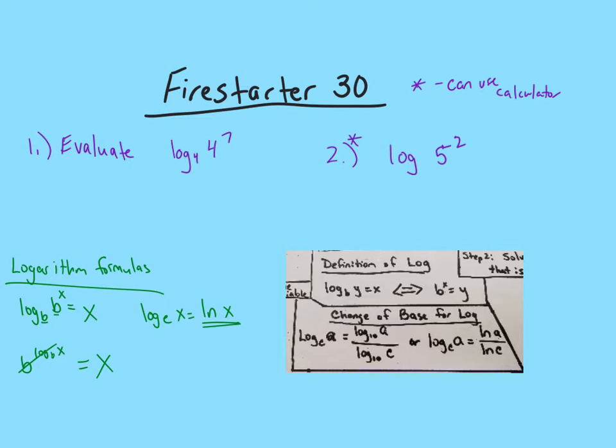So, number one, evaluate log base 4 of 4 to the 7th. Those cancel, so this is just equal to 7. I didn't have to use my calculator at all. Alright. Number 2, this is automatically base 10 if no base is written. It's why your calculator doesn't have the little 10 on it when it has the log.